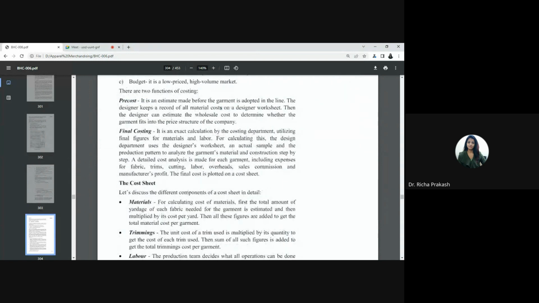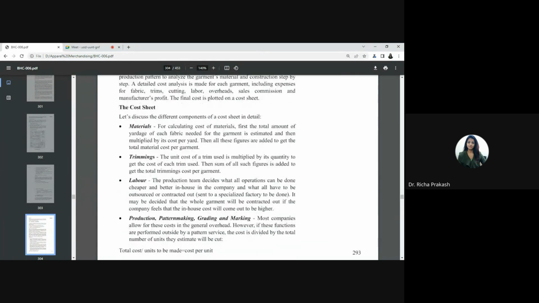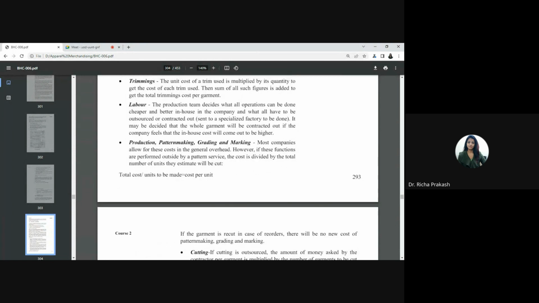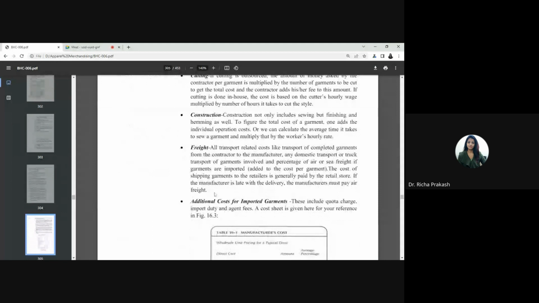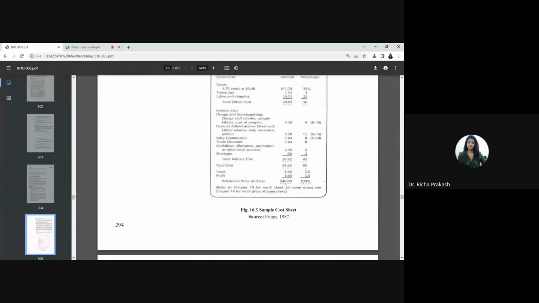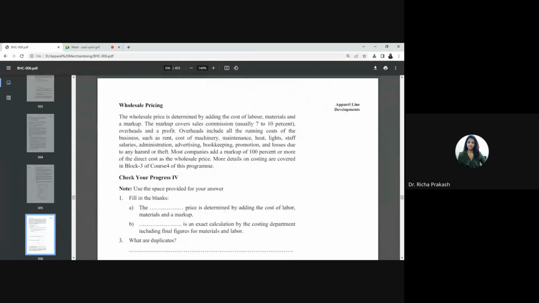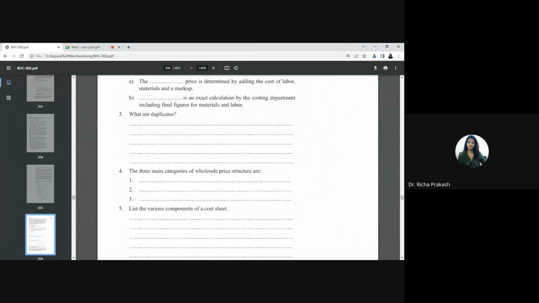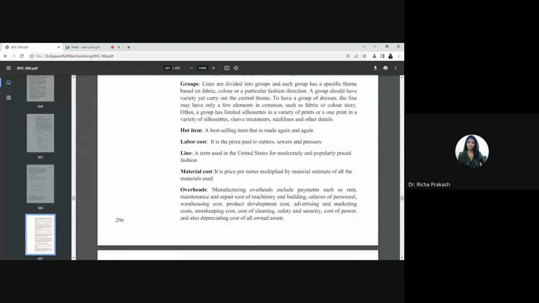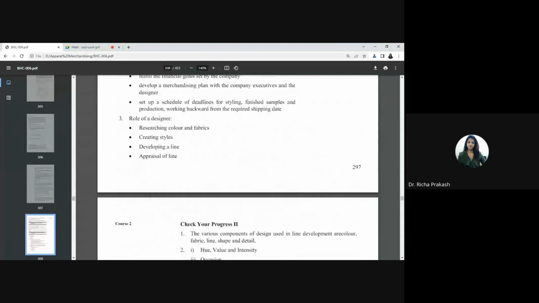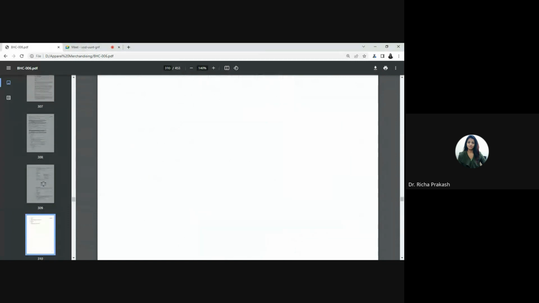Pre-cost of the raw materials is there. Final costing for calculating, the design department, your worksheet, the worksheet that I've showed you, and then it's a lot of things I include. For fabric, of course, pre-costing, trimmings, cutting, labor, overhead, sales commission, manufacturer's profit, everything is included, and then the final costing is done. Cost sheet will include all these things: materials, trimmings, labor, production charges, pattern making, grading, marking, cutting, construction, everything, and then the final costing output will be done. Wholesale pricing is done in a different way, because if something is made into wholesale, of course the price comes a little lower, on the lower side of that particular garment.